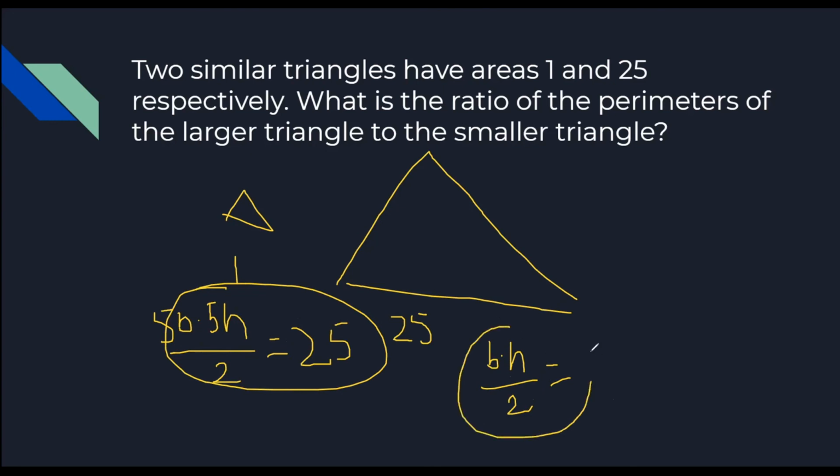I should have started the other way around. For example, if I started with bh over 2 equals 1, then 25bh over 2 would equal 25. Basically, the ratio of the perimeters squared is equal to the ratio of the areas in general. For volumes, you don't really have a perimeter, but the ratio of one side length to another, when you cube that, that's the ratio of the volumes. But that's for 3D figures.